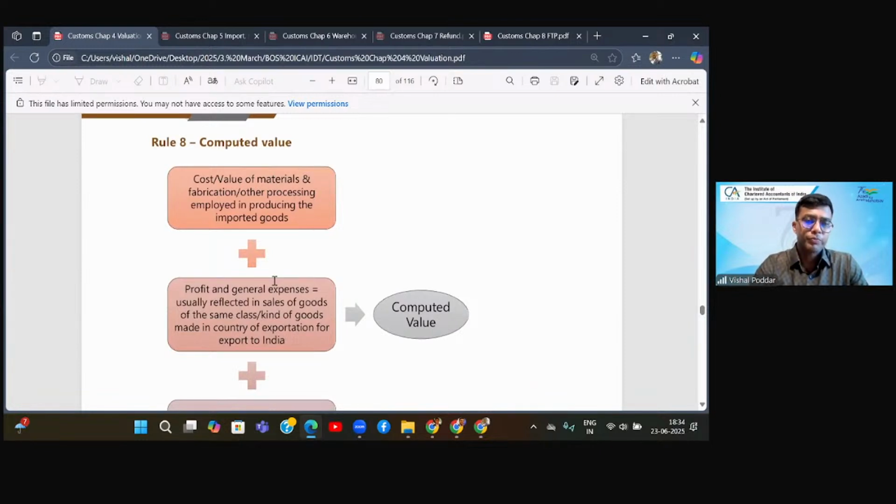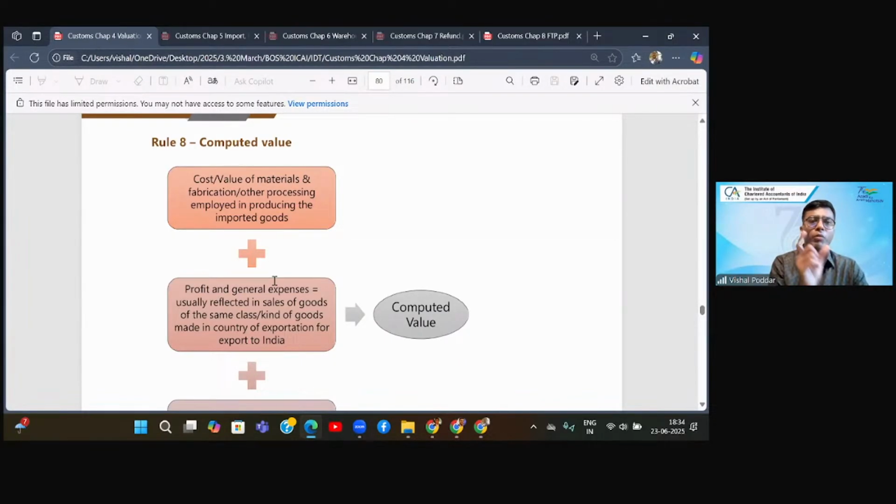What is computed value? Now, computed value is, I call it as the cost sheet approach. So now in deductive, we took the Indian price and we came backward to determine the import price. In rule 8, we go to the origin, we go to the supplier's details, and from the supplier's details, we do costing. So how supplier would have done costing? He would have prepared cost sheet, taken the raw material consumed, the direct wages, direct expenses, production, administration, selling overheads, profit margin. And this is how he would have determined the base price, ex factory price.